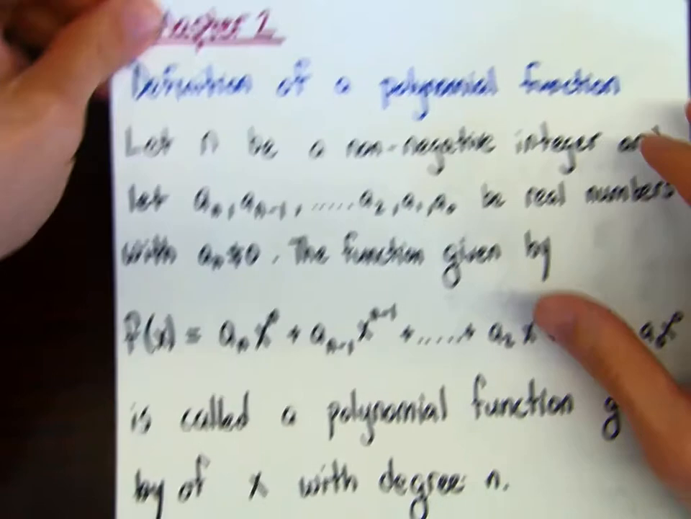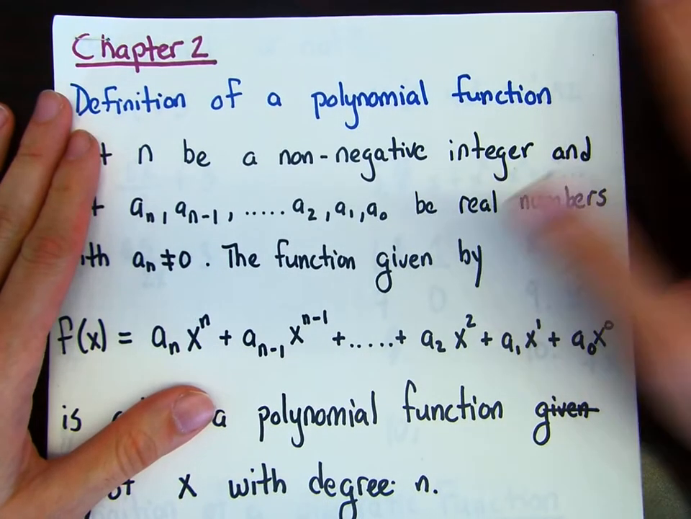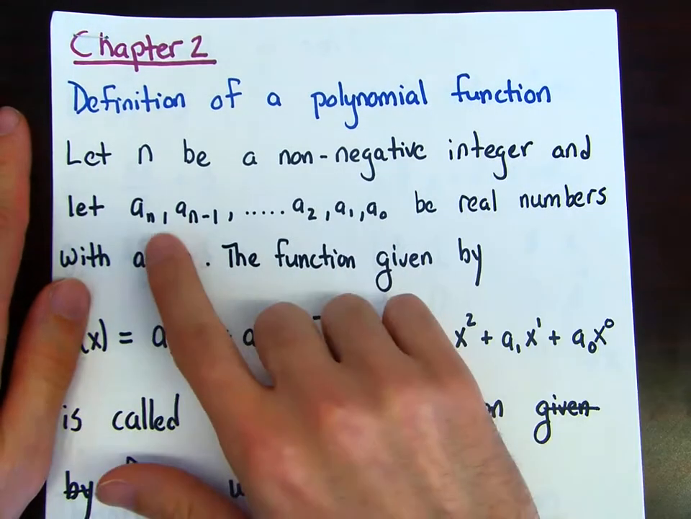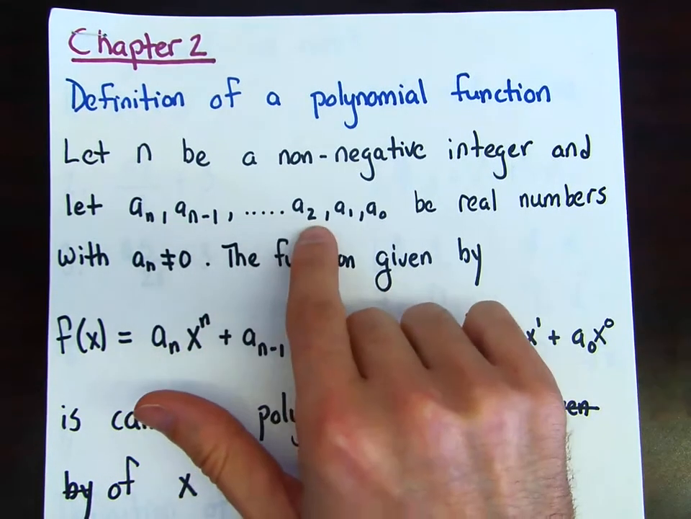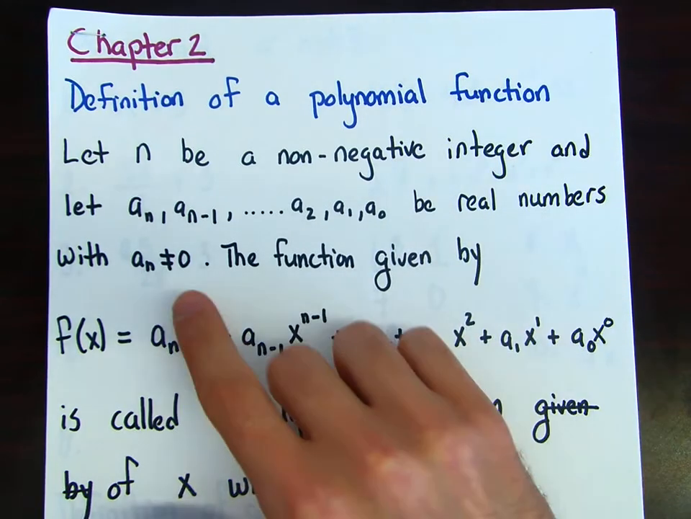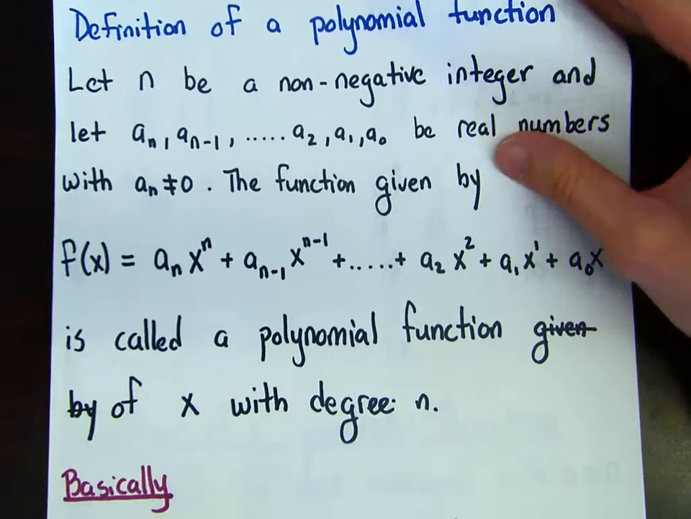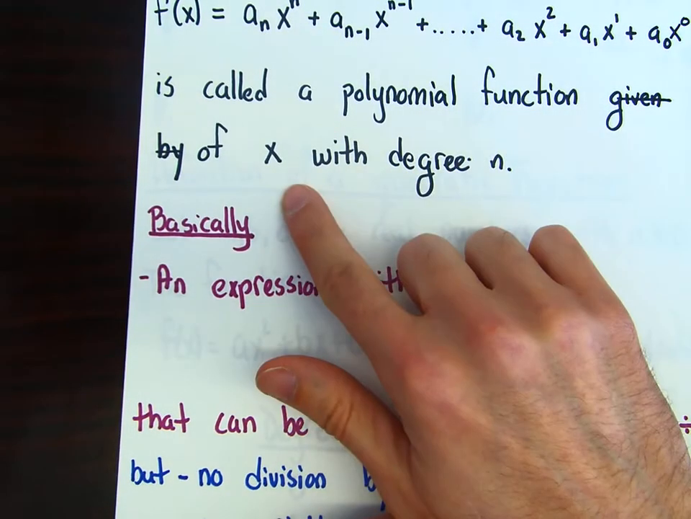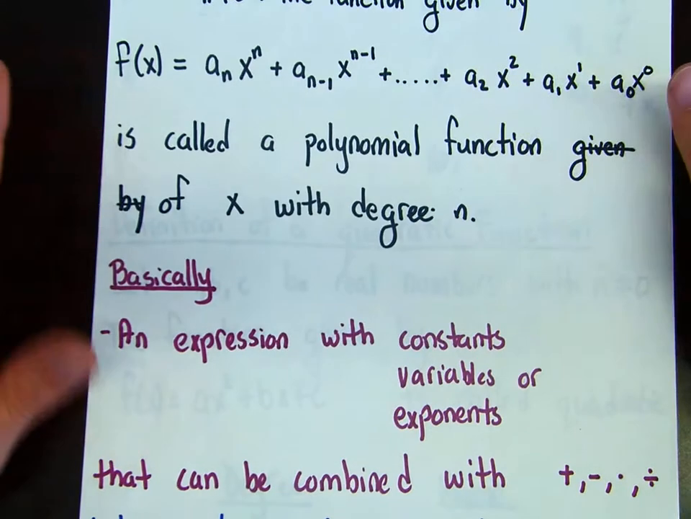Okay, so let's say you paused the video and wrote it down. Let us begin. Definition of a polynomial function. Let n be a non-negative integer, and let a sub n, a sub n minus 1, a sub 2, a sub 1, a sub 0 be real numbers. A sub n does not equal 0. The function given by f of x equals a sub n x to the n plus ... plus a sub 1 x plus a sub 0 is called a polynomial function of x with degree n. So what on earth did you just read right now?